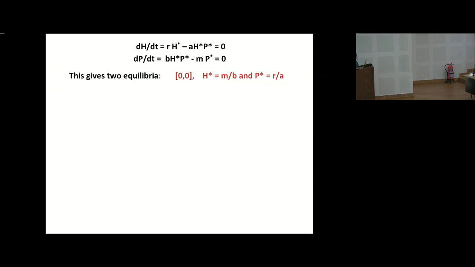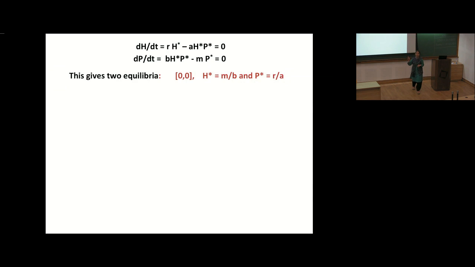Now, after this, what do we do? After this, we have to find out the stability of the steady states. These are called interior steady states because both H star and P star are greater than zero. This one is zero. We are not interested in that unless you do some other things.